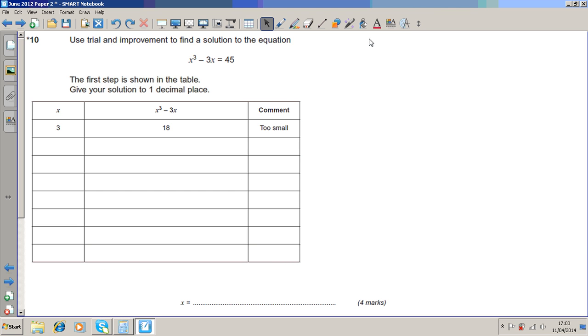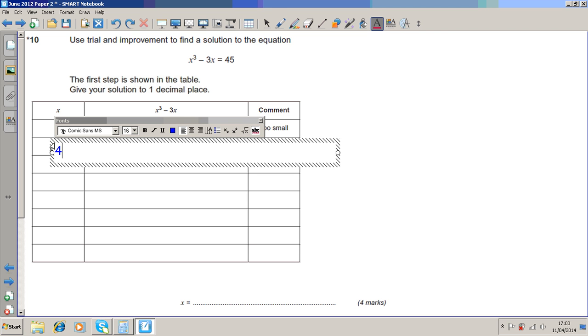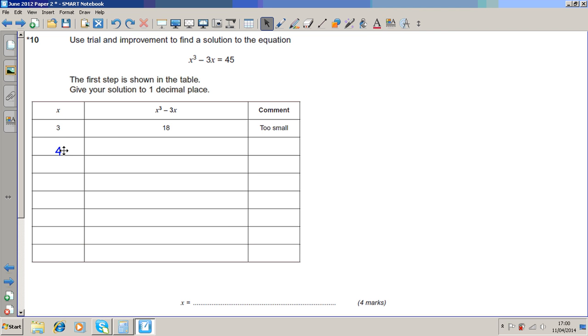Use trial and improvement to find a solution to the equation x cubed minus 3x equals 45. Okay, so I've got your table set up for you. I've done x is 3 until that's too small, so we're going to try x is 4. And we're going to do 4 cubed minus 3 lots of 4.